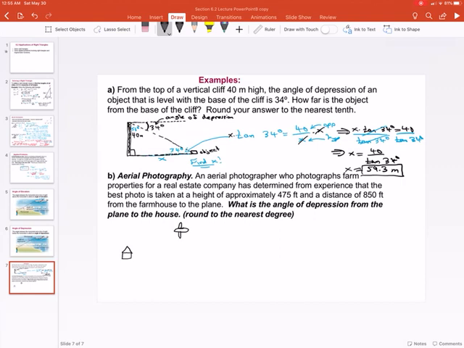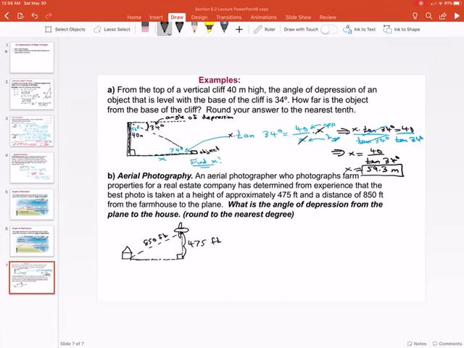And it says the best photo was taken at a height of 475 feet from the ground. So let's draw in the ground this farmhouse is sitting on, and let's draw in our height. We know this distance here is 475 feet. And it says the distance from the plane to the house, so let's draw that distance in. That will be 850 feet. Now we see, of course, we've got a right triangle.